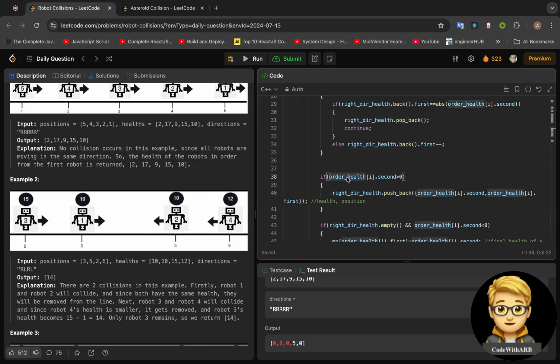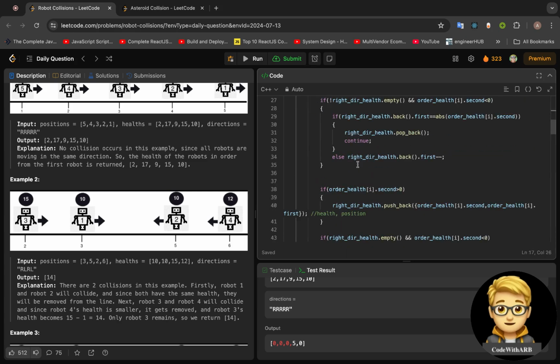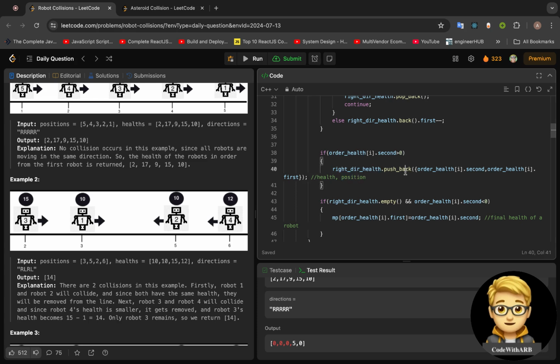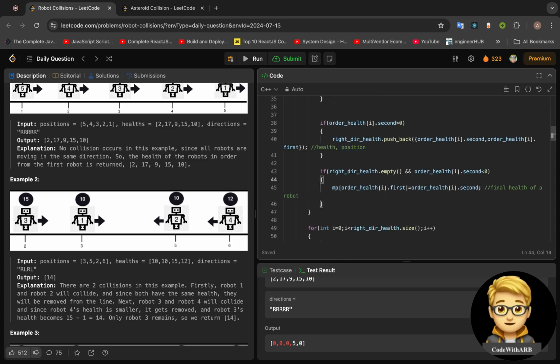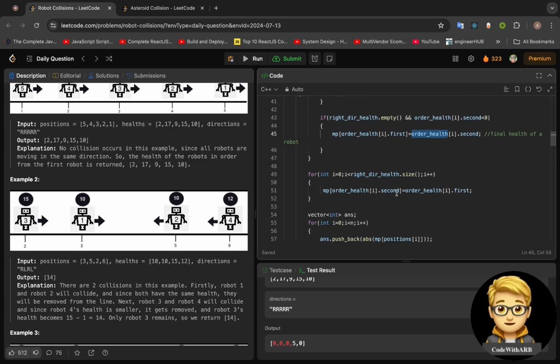What is wrong here now? Ordered health I dot second, if it is greater than 0, I will push it into our answer, which is the second one, representing health, and the last one is representing the position. And the direction health is empty, and ordered health dot second is less than 0, so we will store the first as the position and the second. I think this is correct. What is happening? The size dot first is correct.